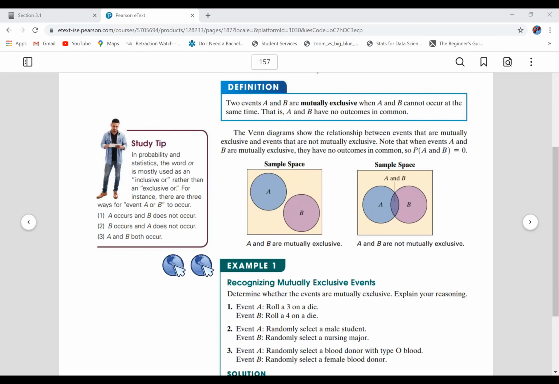Okay, what about 2? Randomly selecting a male student and randomly selecting a nursing major. Ask yourself, is it possible to select a male student who is a nursing major? If your answer is yes, that means the events are not mutually exclusive. If it is impossible to have a male student and a nursing major at the same time, then they are mutually exclusive. What do you think of number 2, guys?